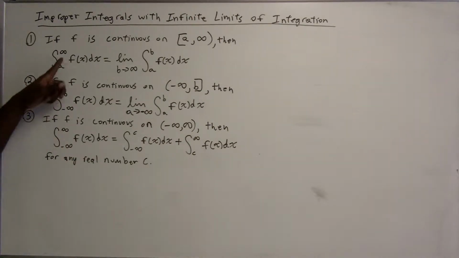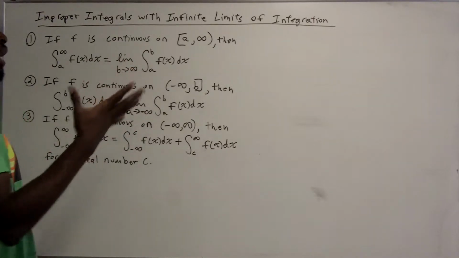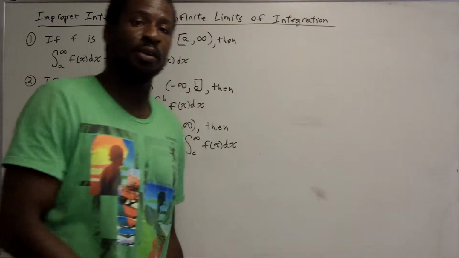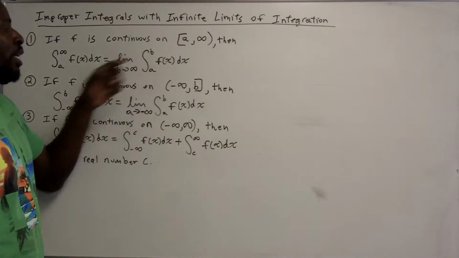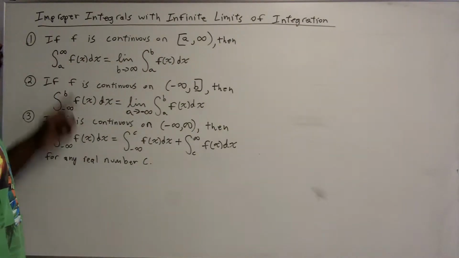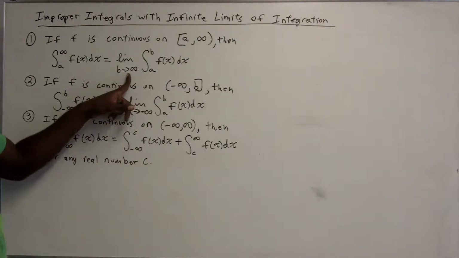The first case is where the upper limit of integration is infinity. If the upper limit of integration is infinity, then, well, that is a problem because when we defined our definite integral, we said that there had to be a closed interval from a to b for us to do the integration, and the interval from a to infinity is not a closed interval. So therefore, we come up with this definition.